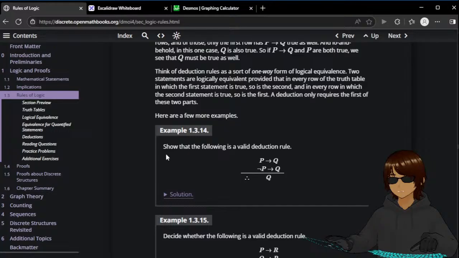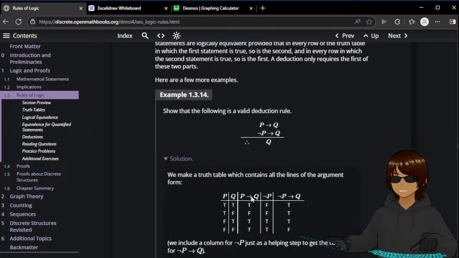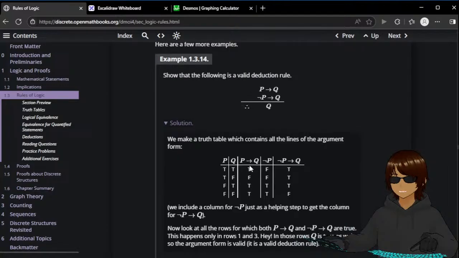To show that the following is a valid deduction rule: P implies Q, not P also implies Q. So every time either P would happen or P would not happen, either way Q always happens. But we need to see it via truth table, right? P implies Q, true. Not P implies Q, true. And Q is true. Over here as well, Q is true.